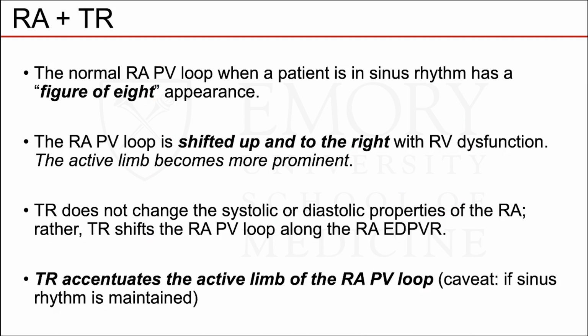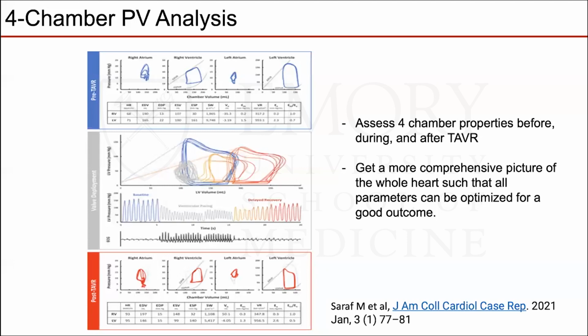So what we can derive from this is that TR does not change the systolic or diastolic properties of the right atrium on its own. But if you superimpose RV dysfunction on it, it accentuates the active limb, provided there is sinus rhythm. This is a study that shows that invasive 4-chamber PV loop analysis is actually feasible and was done in a patient during and after TAVR. So it gives a more comprehensive picture of the whole heart such that all parameters can be optimized and seen.